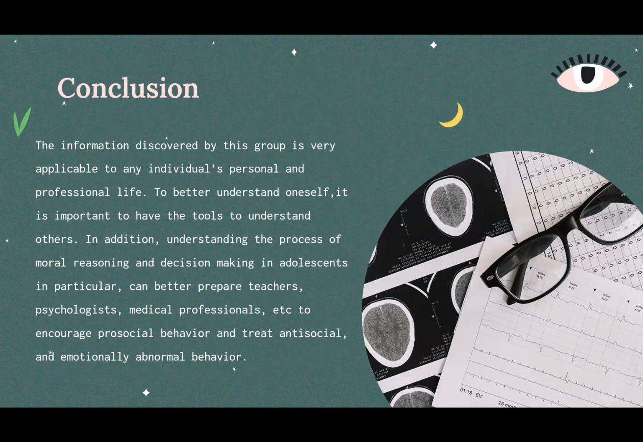In conclusion, the information discovered by this group is very applicable to any individual's personal and professional life. To better understand oneself, it is important to have the tools to understand others. In addition, understanding the process of moral reasoning and decision-making in adolescence in particular can better prepare teachers, psychologists, medical professionals, etc., to encourage pro-social behavior and treat antisocial and emotional abnormal behavior.